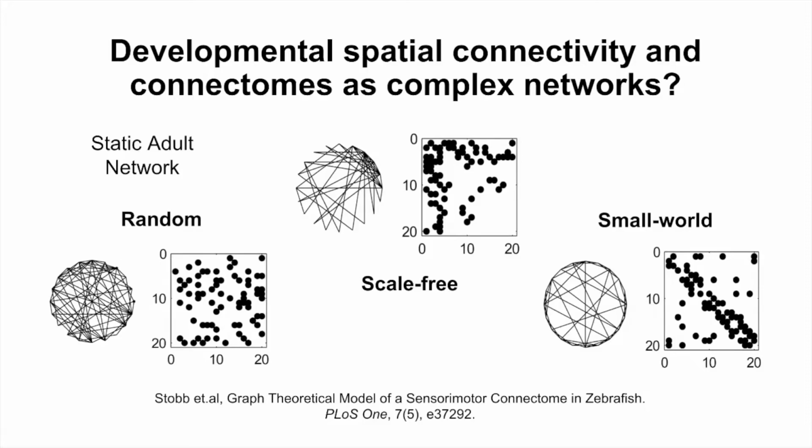And so then we have a larger question, which is that in terms of developmental spatial connectivity and connectomes, what kind of network is it? Is it a random network? Is it a scale-free network, or is it a small world network? These are data from an adult zebrafish. The adult zebrafish exhibits this type of connectivity in its neural network. But the question is what do we expect for developmental networks?